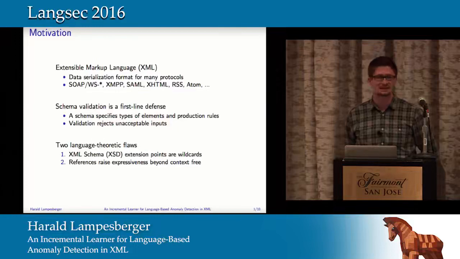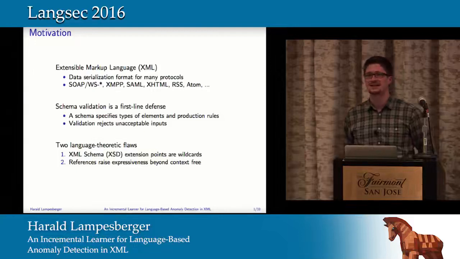So SOAP is a classic protocol for web services. XMPP is the new standard for intercloud messaging. SAML is a protocol for single sign-on. XHTML is the XML variant of HTML, and so on. So you find XML basically everywhere.